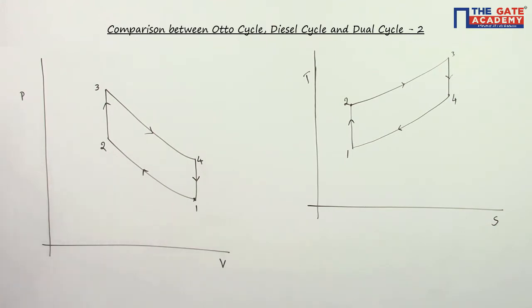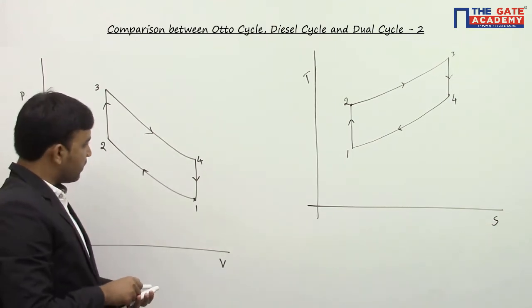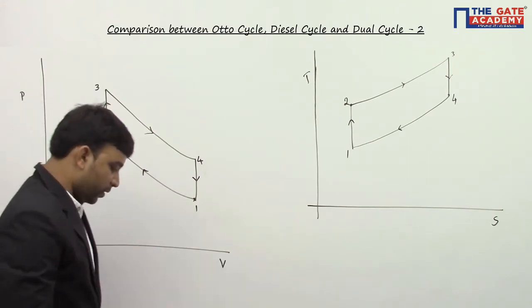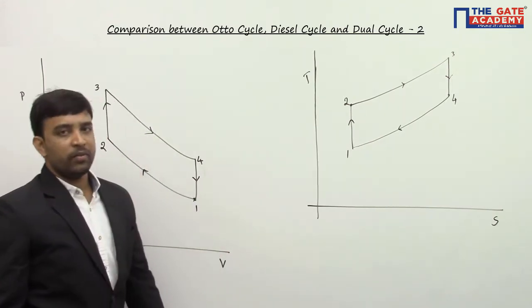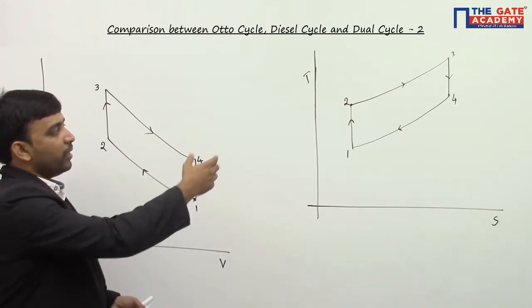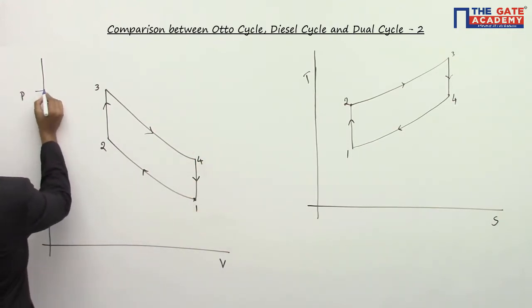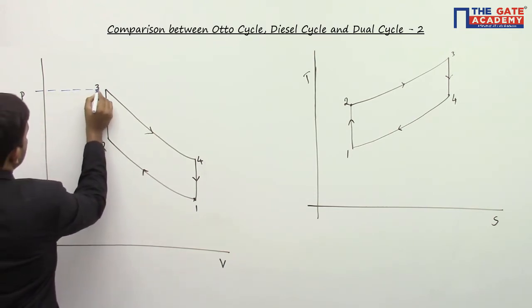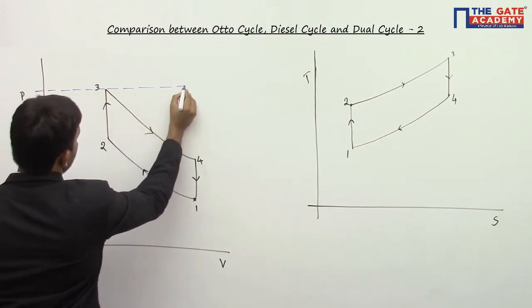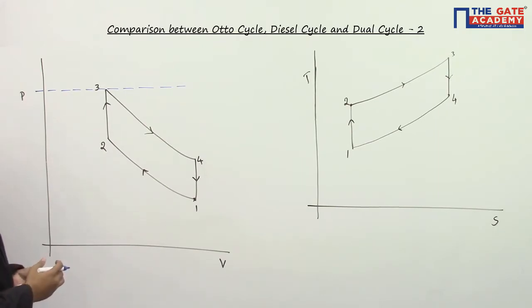So the constraints are like this: same maximum pressure and same heat input. For same maximum pressure, we can do the comparison in PV coordinates, and for same heat input, we can do the comparison in TS coordinates. So for same maximum pressure, the pressure should not be more than this line.